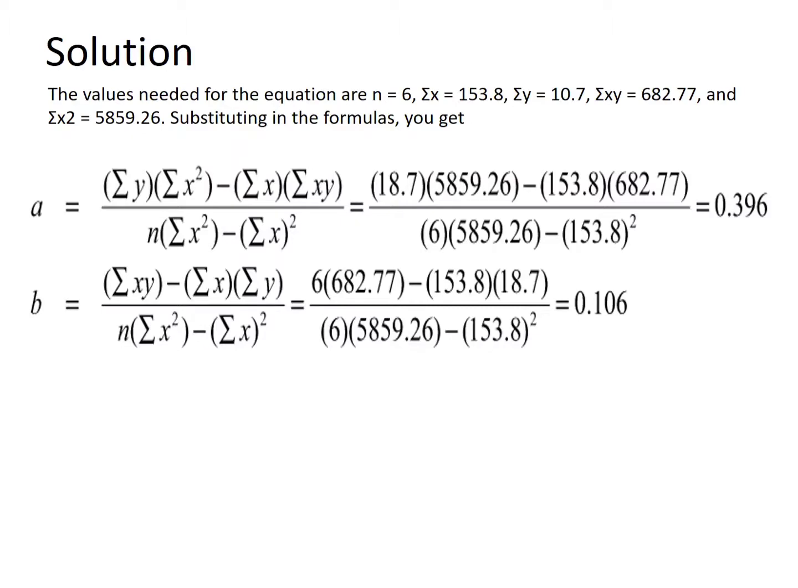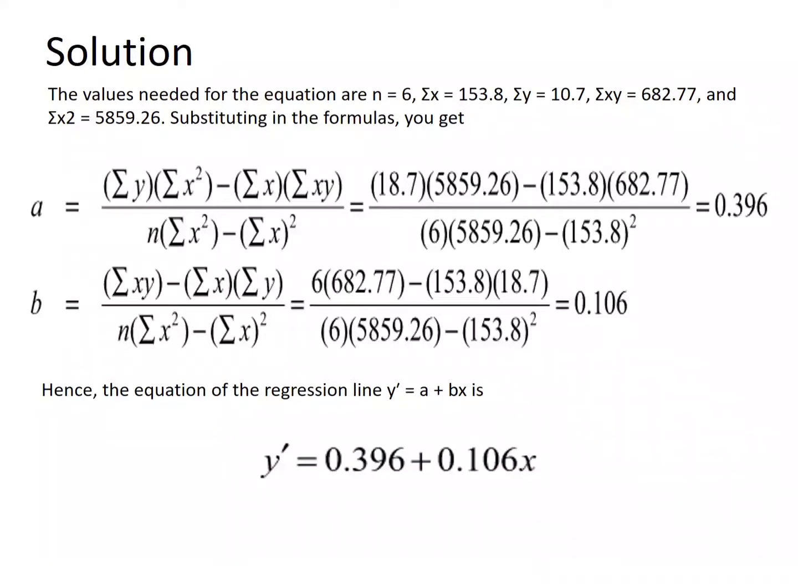Try this problem out. You have to get these exact numbers. If you get these numbers, then you know what you're doing, and it's the same for every problem. And you should get 0.396 and 0.106. So hence the equation of the regression line for a plus bx is y equals 0.396 plus 0.1067.